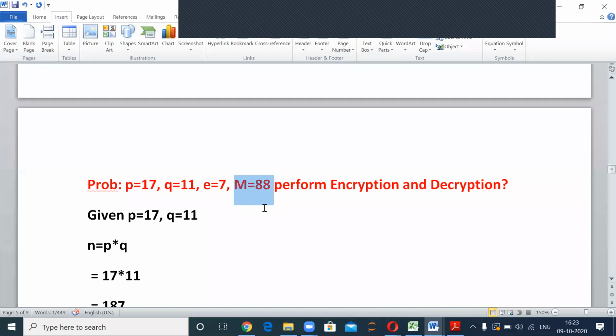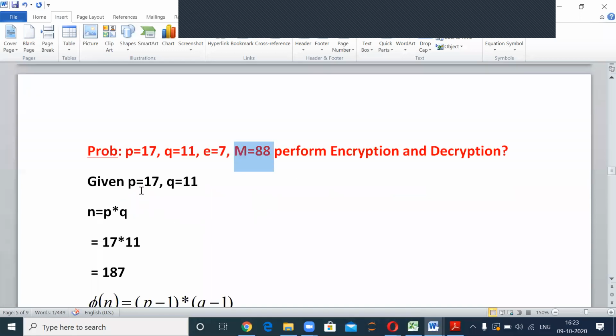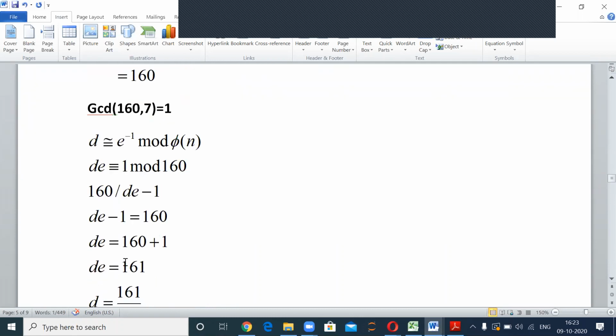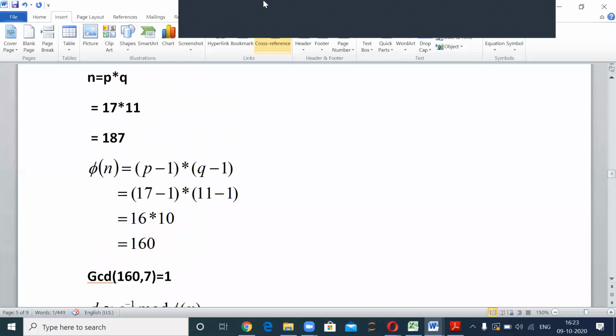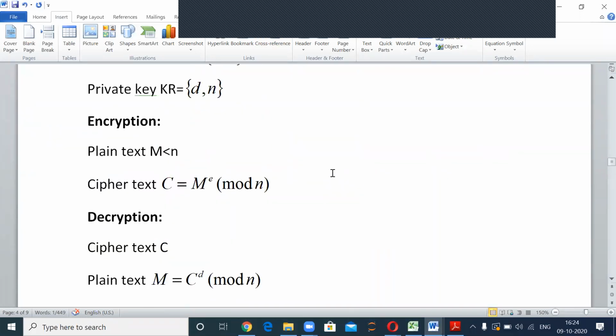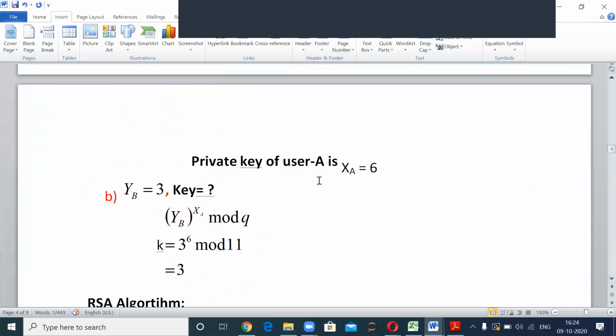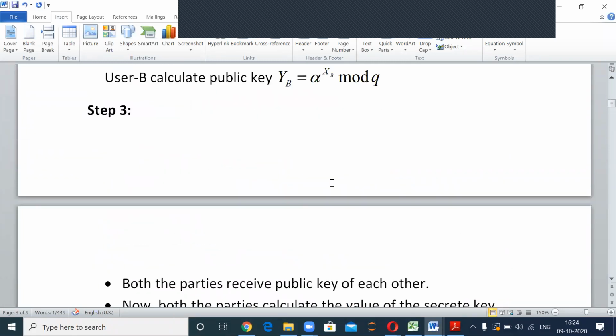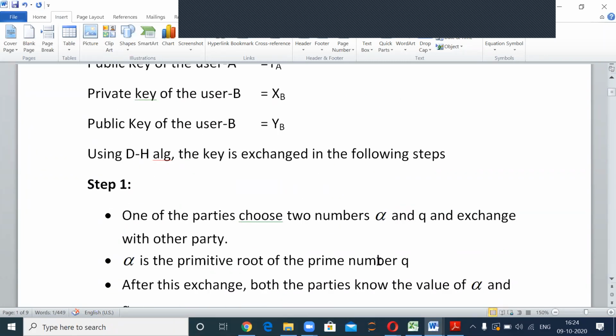How to calculate P, Q? P and Q are prime numbers that the sender and receiver have to know. They have to calculate N and φ(N), and the e value can be chosen. This is about the RSA algorithm, how to perform the encryption process and how to perform the decryption process, right? This is about your public key cryptography.